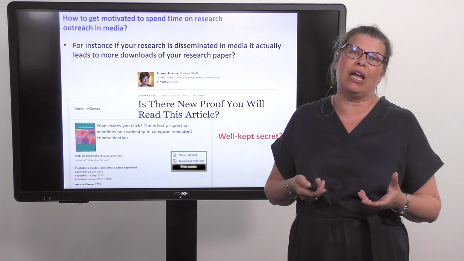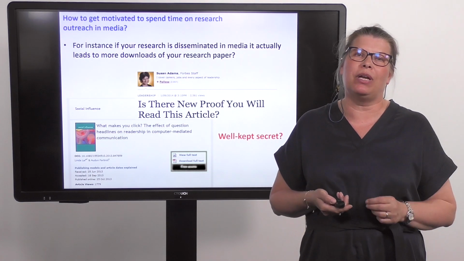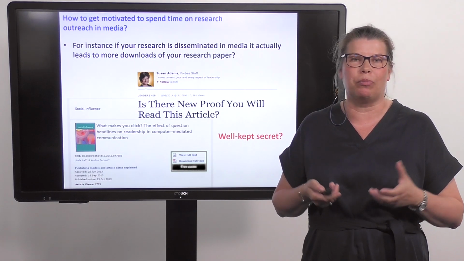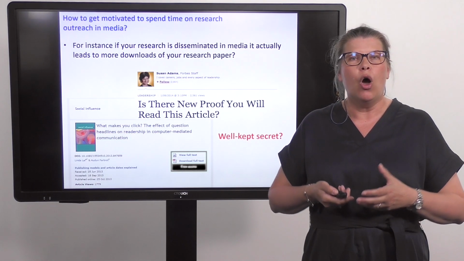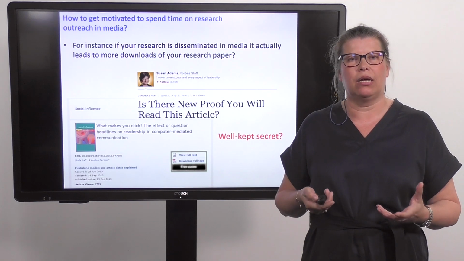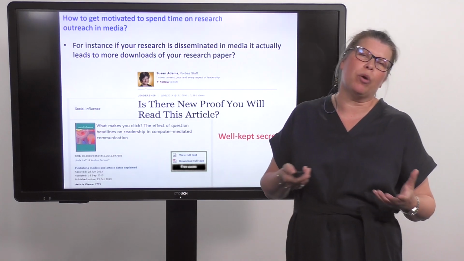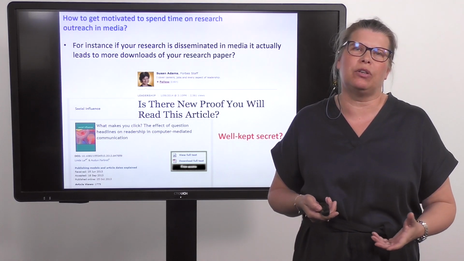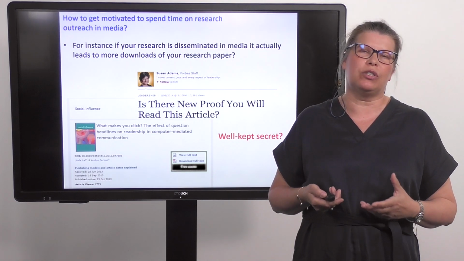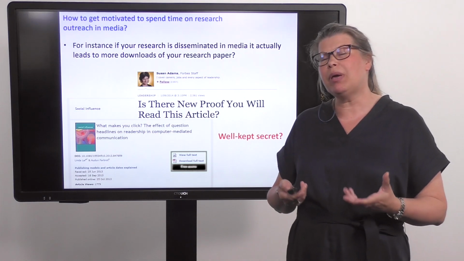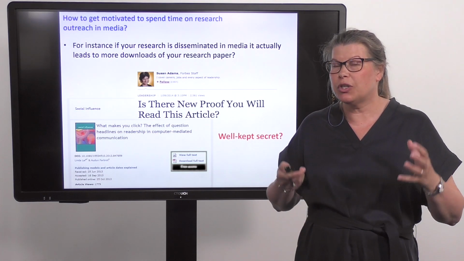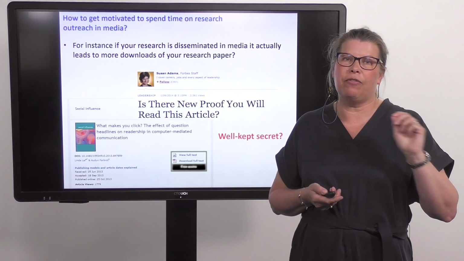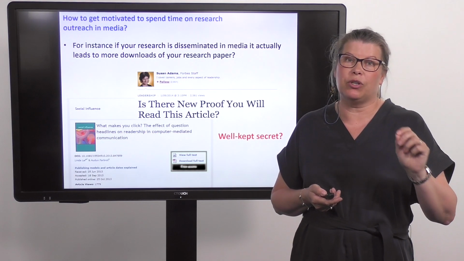So instead of being a well-kept secret, only published in a journal and maybe just downloaded by some of your closest colleagues or people that are going to cite your research, more people will actually read a research article. That means that more people in society will understand the scientific method. More people will understand how your results are coming, and they will maybe also get curious about research. So there's really a lot of good research evidence showing that if you put your research out there, your research is going to count more.